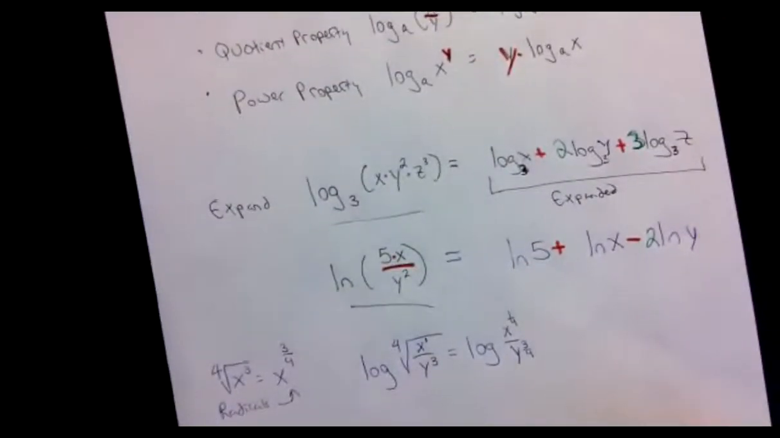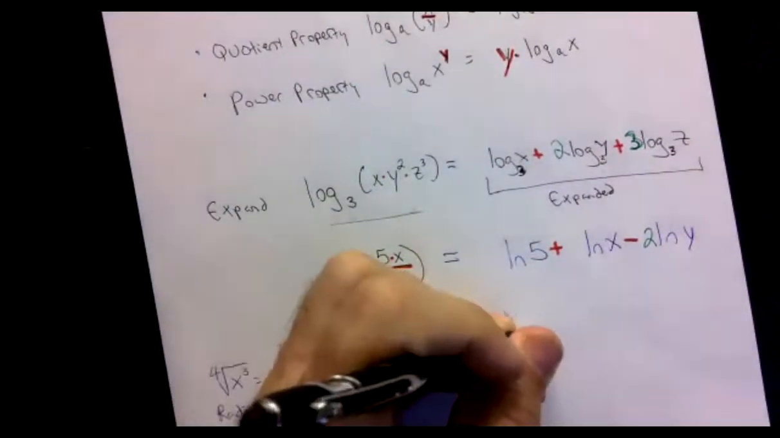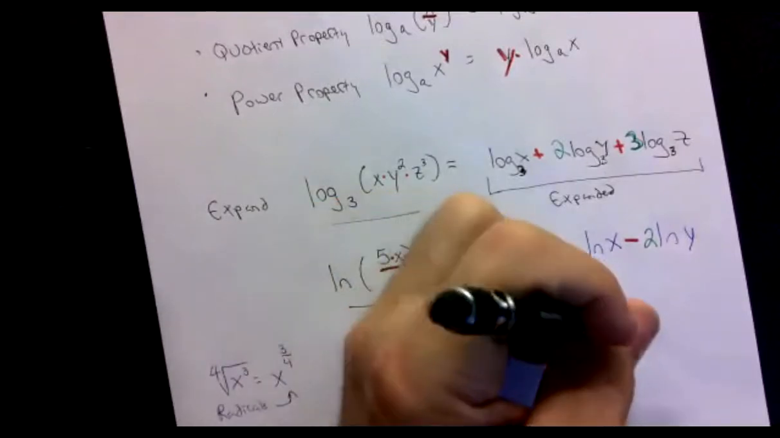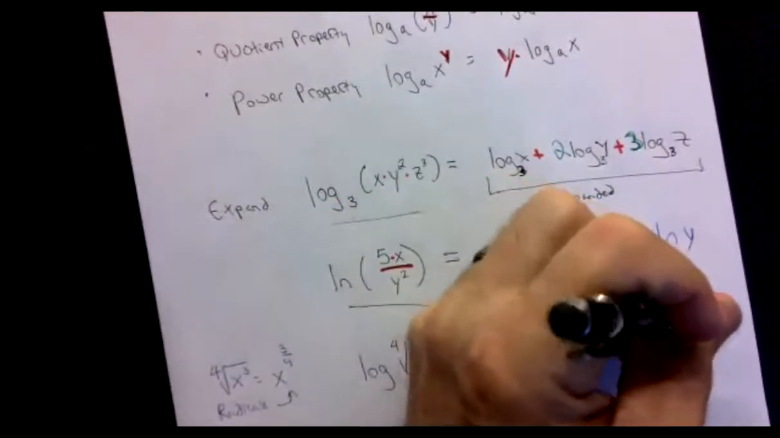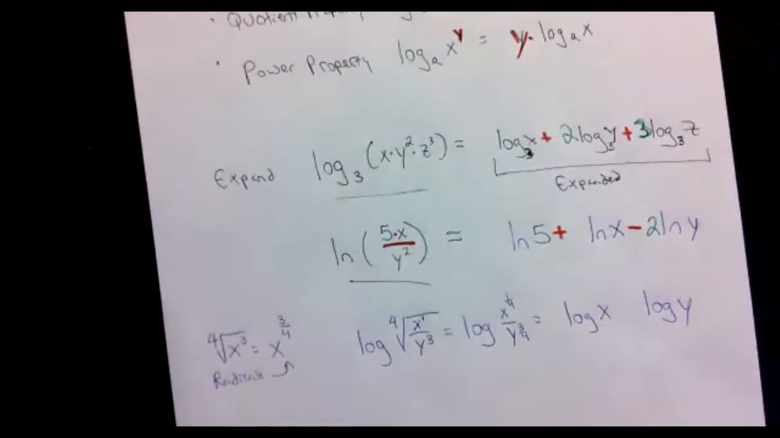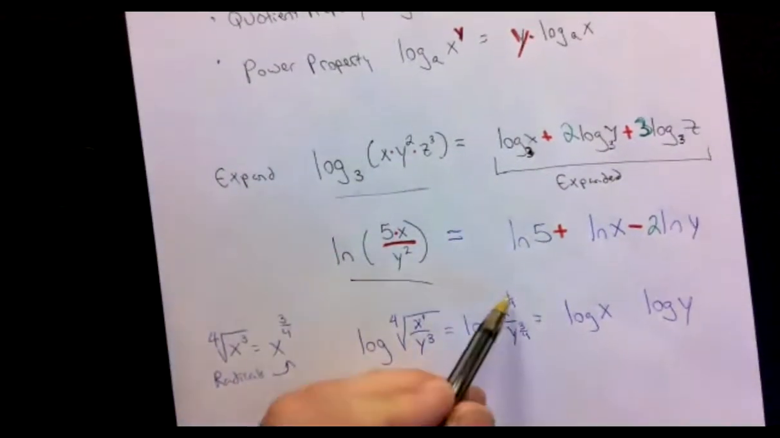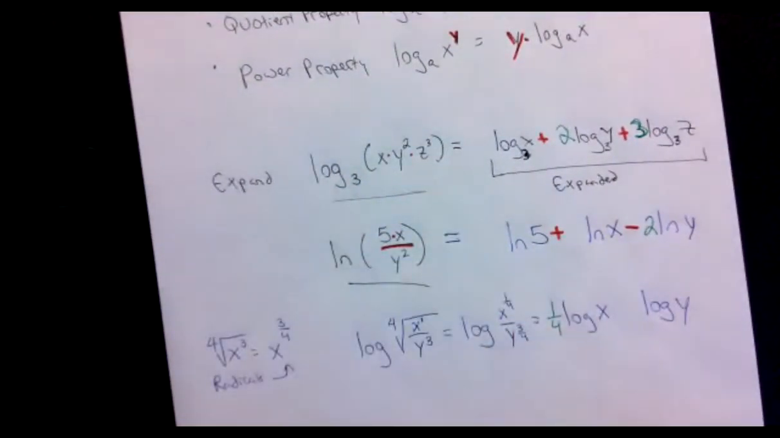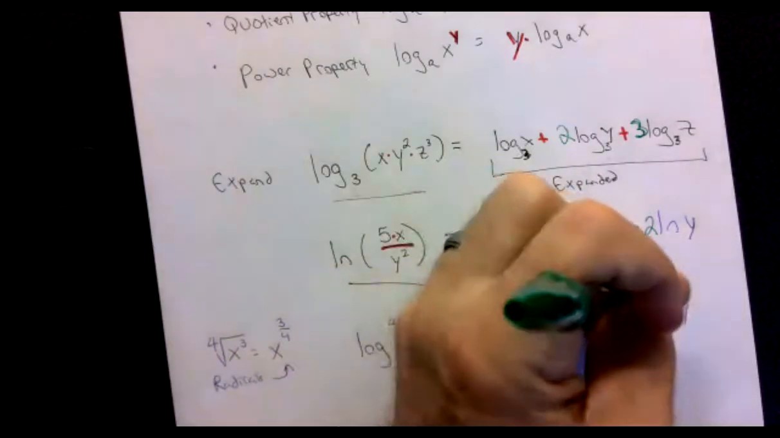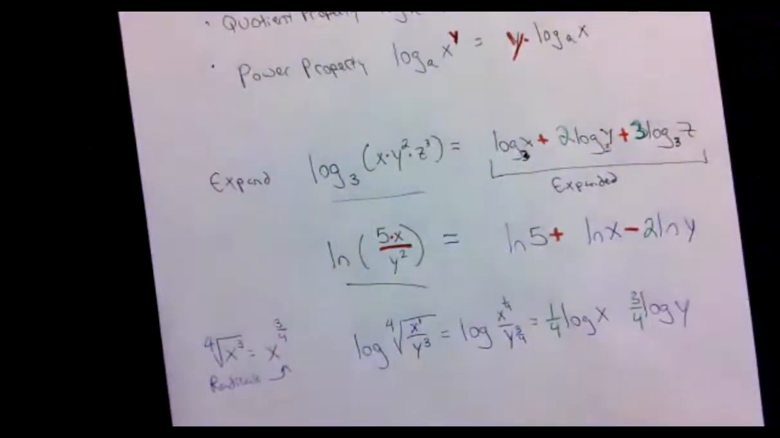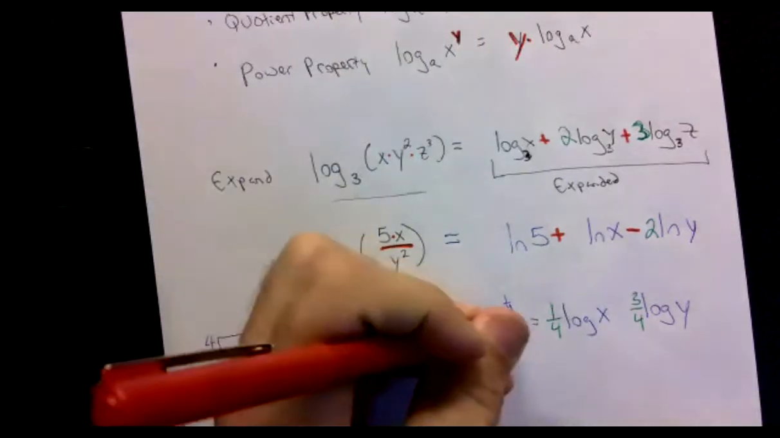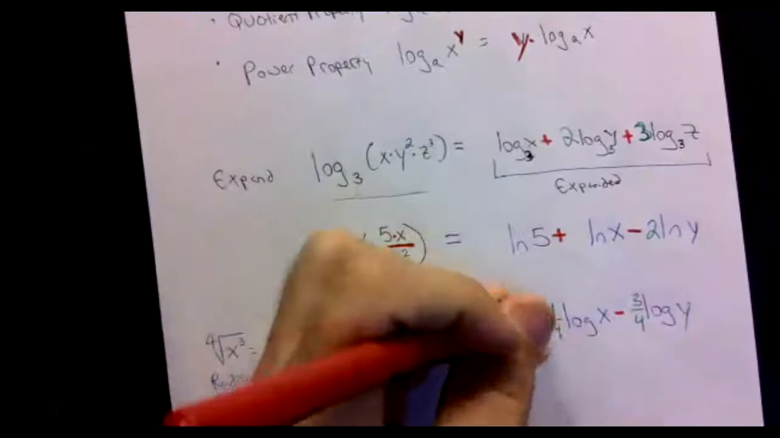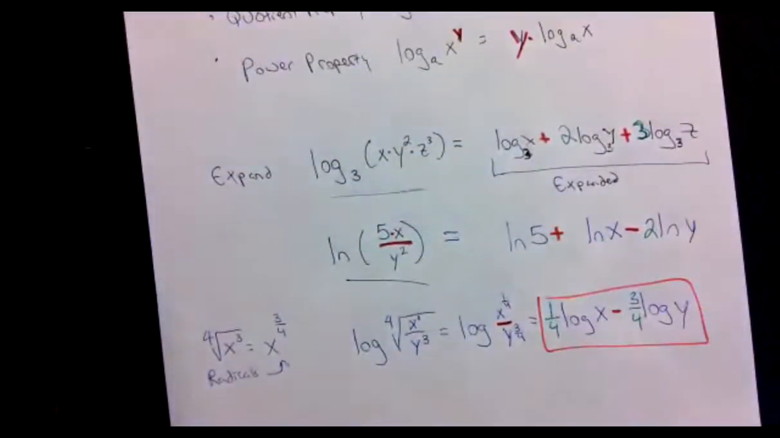So now whenever we expand, we're going to have two logs, one for the x and one for the y. Those powers are going to come to the front, so we're going to get a 1/4 log of x, and a 3/4 log of y. And again, that division becomes subtraction. So that's going to be my expanded form.